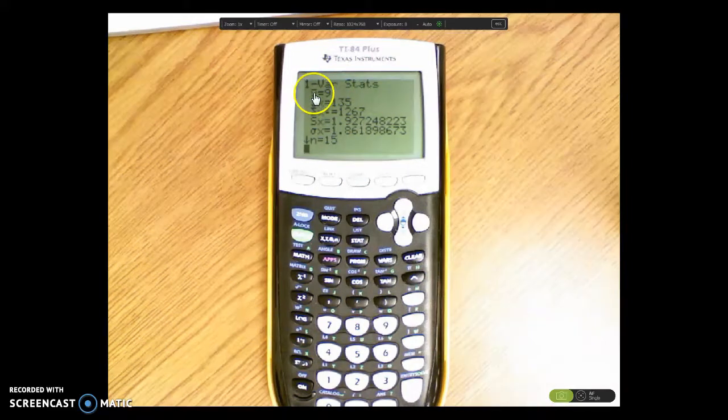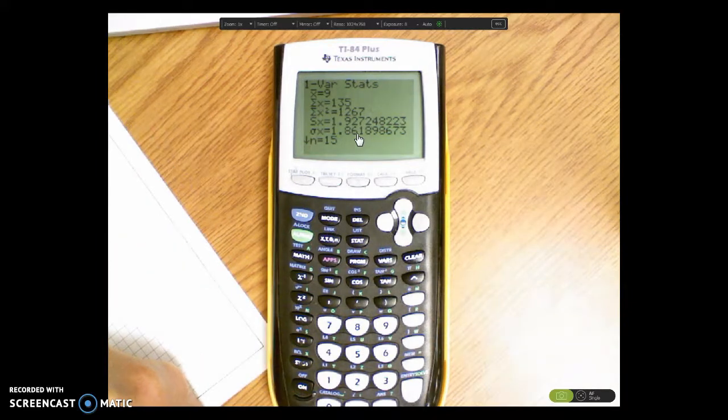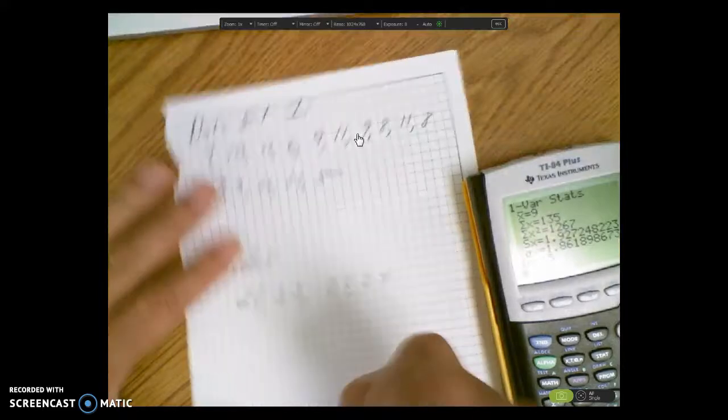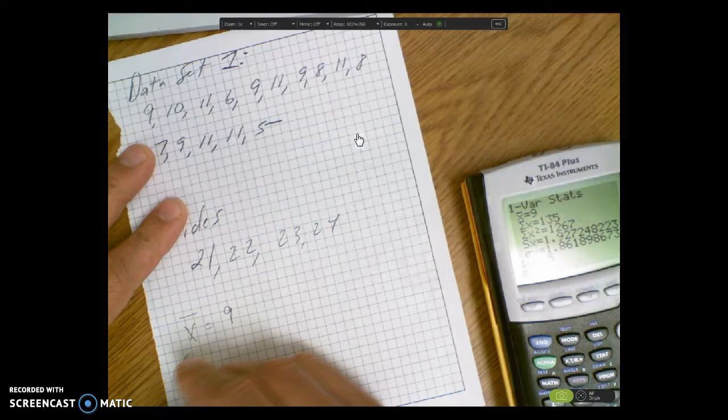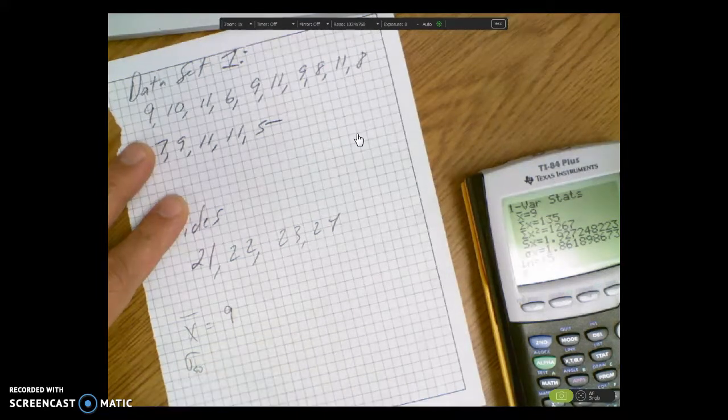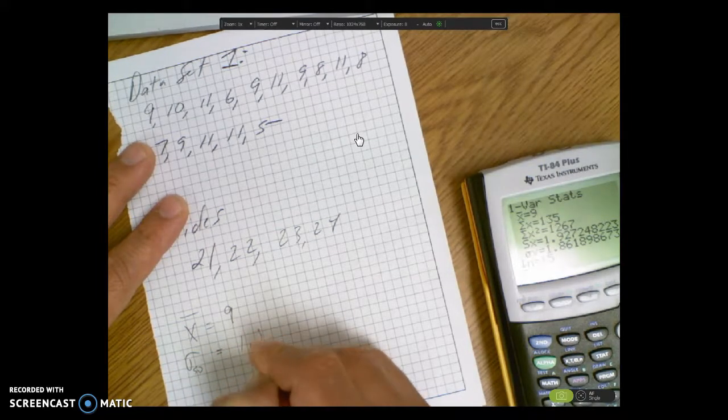So here's what we're looking at. Remember that x with the bar over it, x bar, is the mean. This is the average. So the average of all the data is 9. Okay, and then this sigma value, sigma x, this is really what you're looking for, is 1.86. Okay, so those values we would write down. So if I had a sheet of paper, I might write down my mean was 9, and my sigma, my standard deviation, that's what that means, is 1.86.